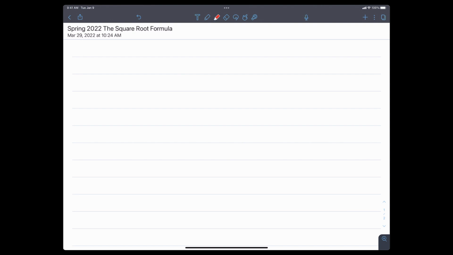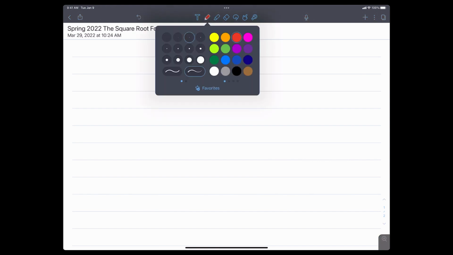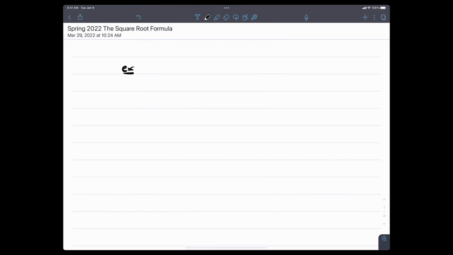Okay, square root formula, yes. So for example, I'm going to say solve for x: x squared equals, for example, 16. Now this is an equation. I just want to let you guys know what you're looking at. This is a quadratic equation.